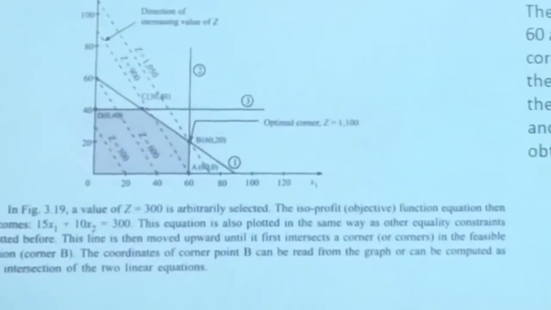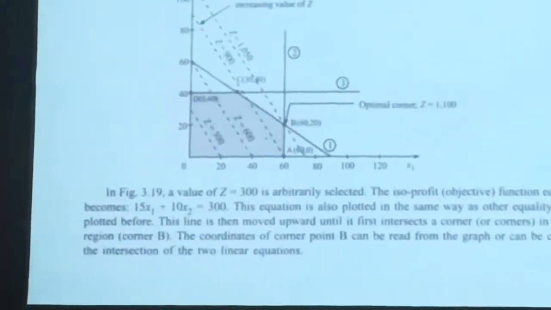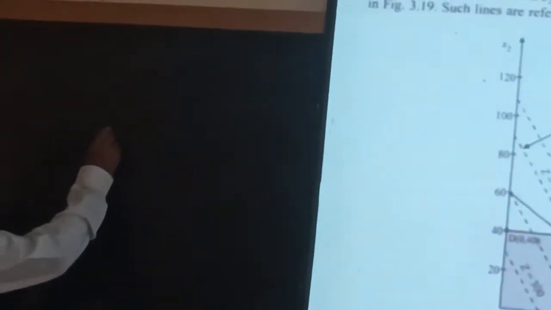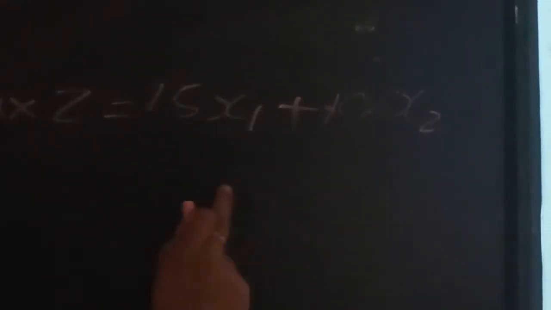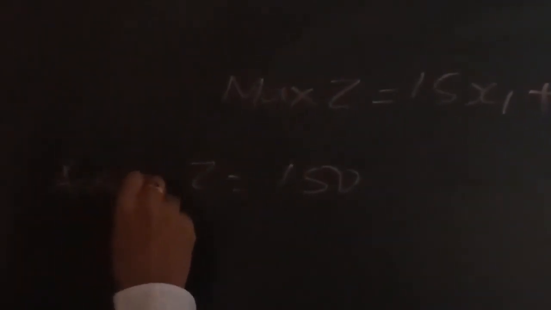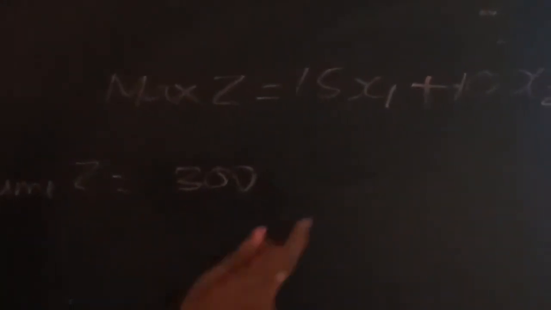Now, in this example, let us use the ISO profit line. For drawing the ISO profit line, let us take maximize Z equal to 15x1 plus 10x2. I said for drawing the ISO profit line, we can assume a certain value of Z. Let us take a multiple, let's say Z equal to 150 or make it equal to 300. Any multiple of these.